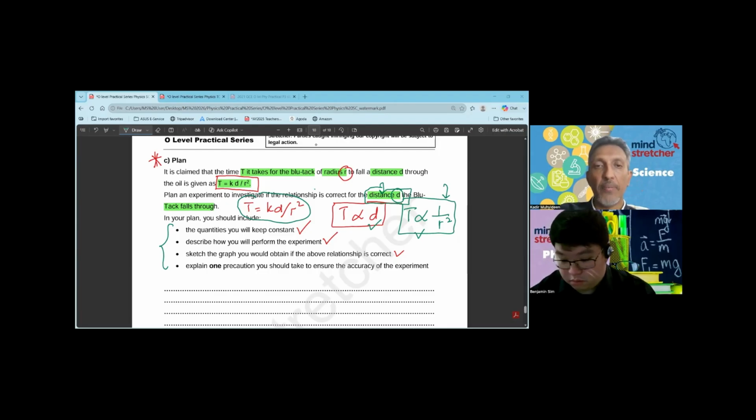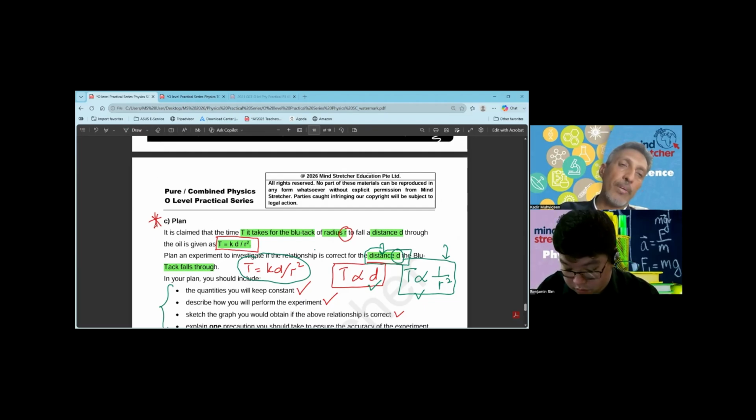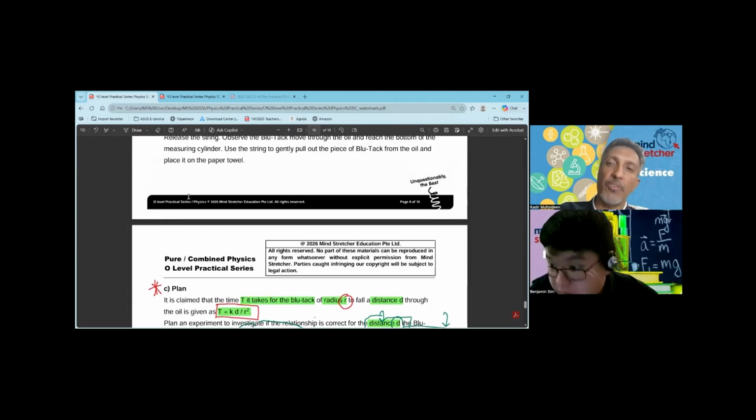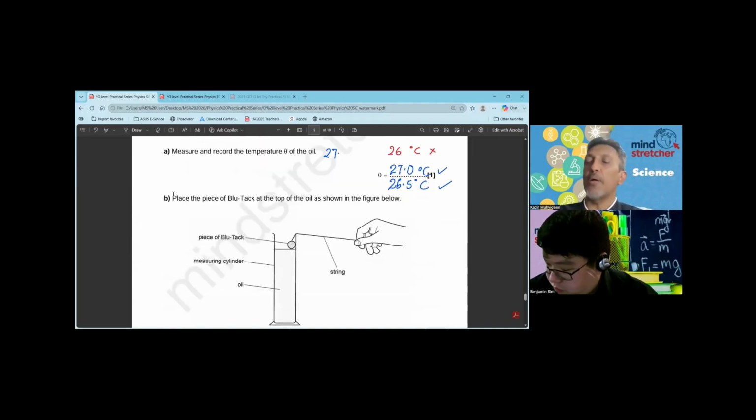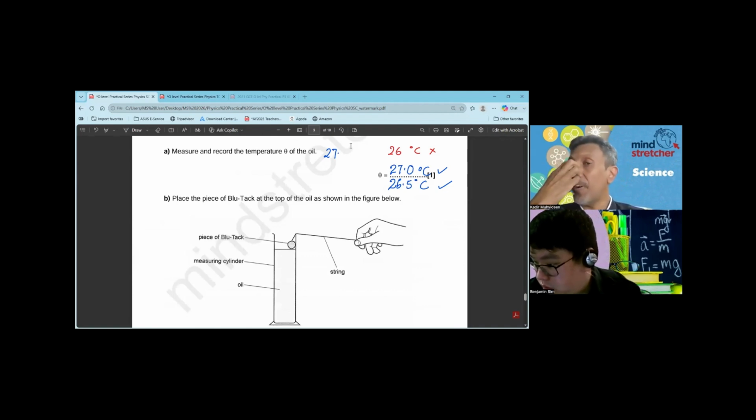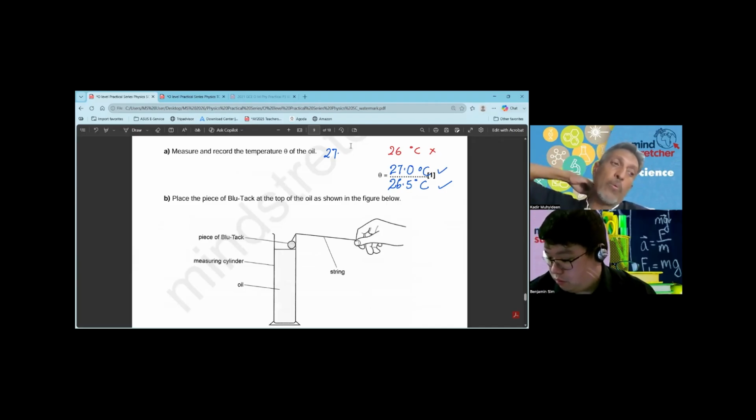So your question is about the thermometer reading. It all depends on the thermometer, but most thermometers jump in 0.5 degree. Unless they give you a thermometer which can really read to 0.1, then you record like that. But otherwise, most thermometers jump in 0.5 degree.